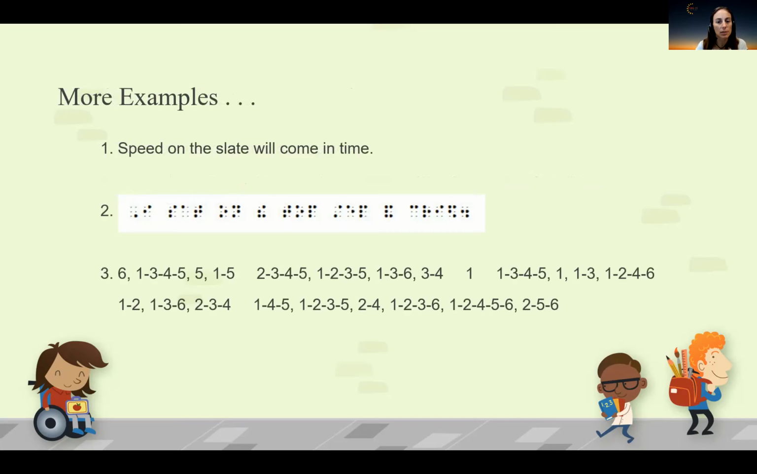Some more examples. Look at these. Okay, number 1. How many of you can read number 1 quickly? Very quickly.